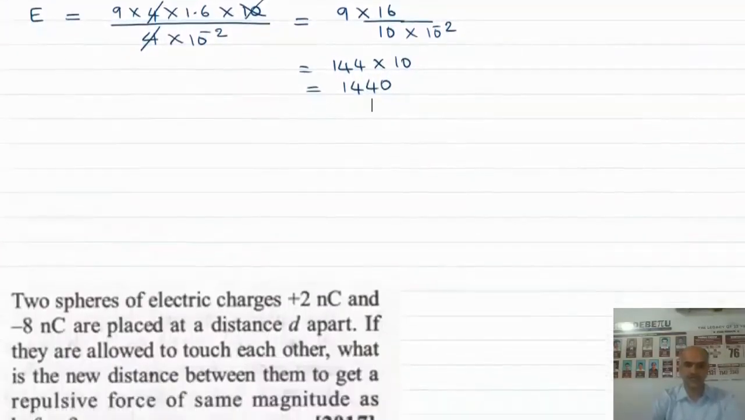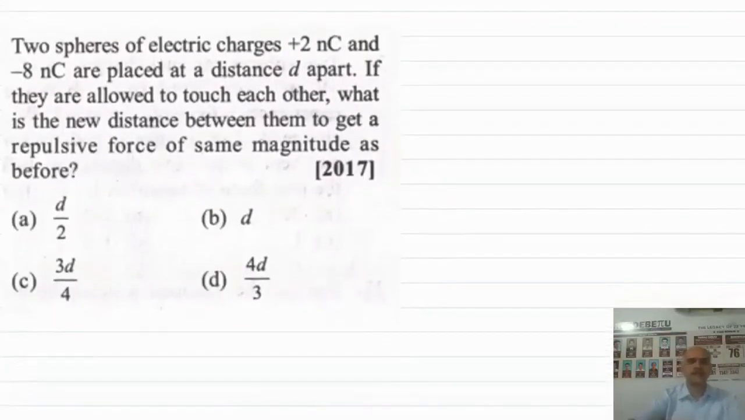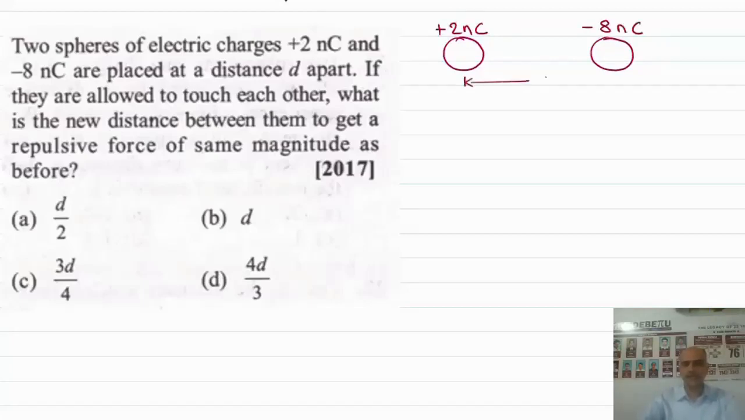Next one: 2 spheres of electric charges plus 2 nanocoulomb and minus 8 nanocoulomb are placed at a distance d apart. So there are 2 spheres. One sphere has a charge of plus 2 nanocoulomb and the other has minus 8 nanocoulomb. They are separated by a distance d, the distance between the two is d.